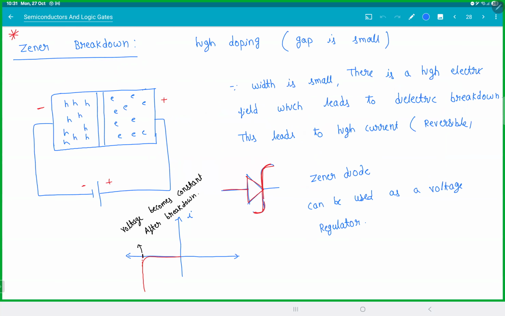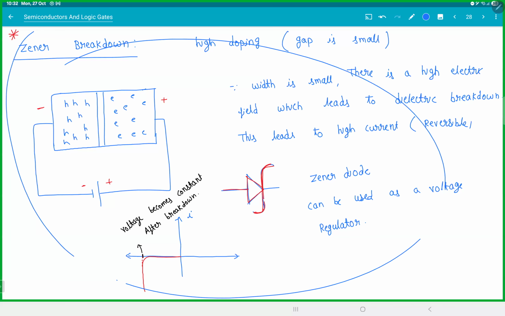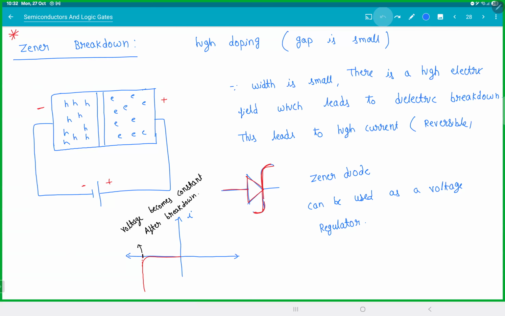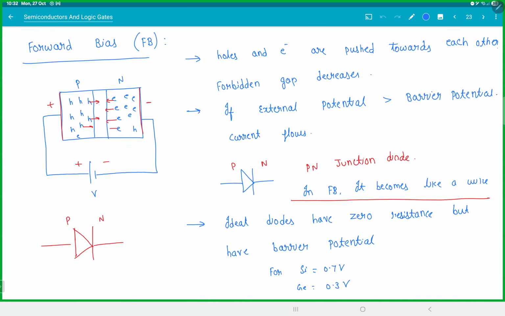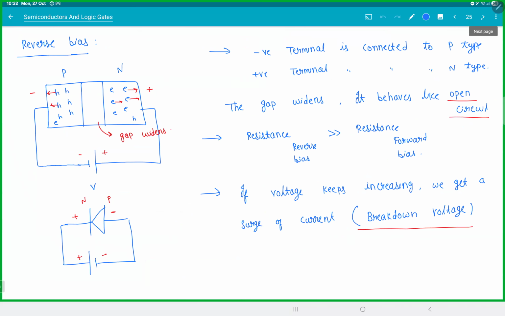So a Zener diode can be used as a voltage regulator. See, we started the whole story with an electron in an atom, and then we built something useful, right? A Zener diode, which can be used as a voltage regulator. More about this we'll talk about in the next class. But one thing is clear: if you keep it in forward bias, current will flow after crossing the barrier potential. But if you put it in reverse bias, current will not flow at all. But if you exceed a certain voltage, there will be a breakdown.